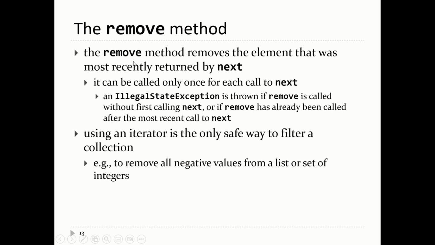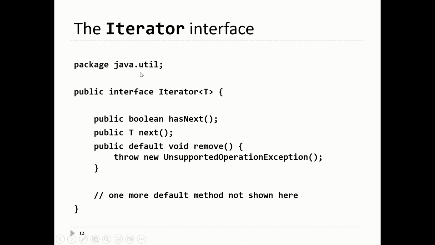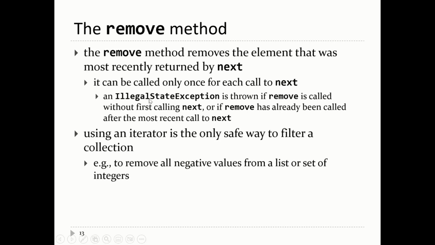Okay, so what does remove do if you have an iterator? Remove removes the element that was most recently returned by next. Remember how this iterator works: you make an iterator, you call next, you get the first element in the sequence. You call next again, you get the second element, and so on. So if you call next, you are allowed to call remove. If you decide you want to remove the element that was just returned by the iterator, you can call remove, and that will remove that element from the collection.